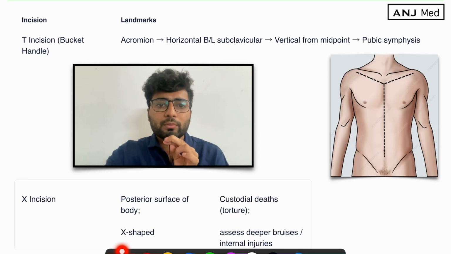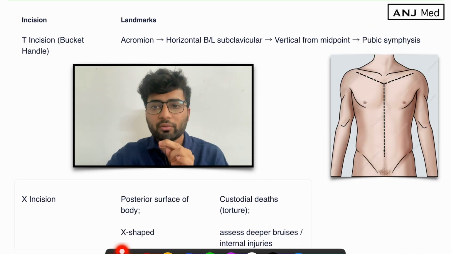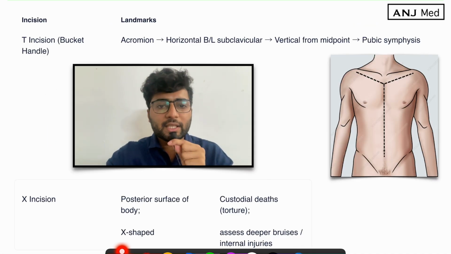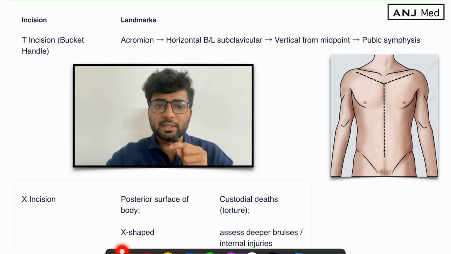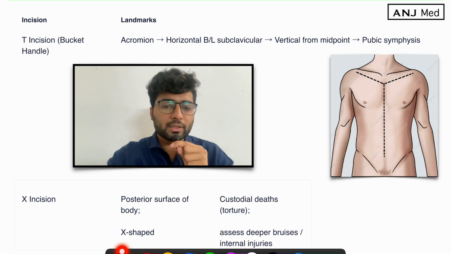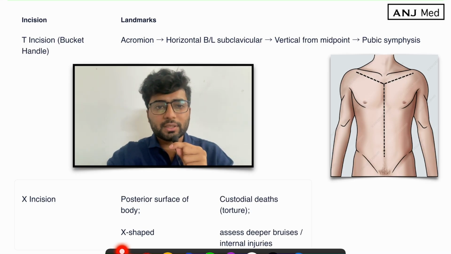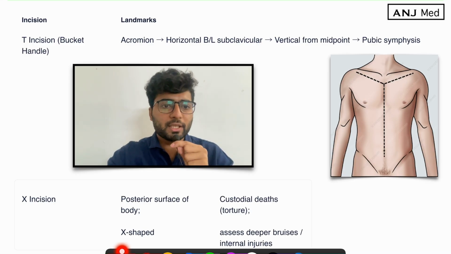Now, the less important one, the T-shaped incision. See, this T-shaped incision is called the bucket handle. It starts from the acromion and then below the clavicle, so below the subclavicular line, and from here vertically the same up to the pubic symphysis. It also does not involve the umbilicus. Uses are not important. This is just a less common incision, the T-shaped incision.